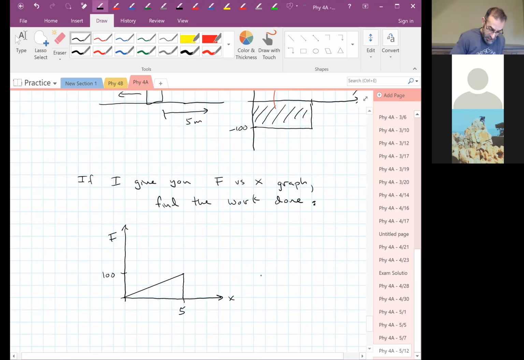So this is a situation like this. We've got a box moving 5 meters to the right, but our force is a function of X, right? It's not constant. So what's the work done on my box?